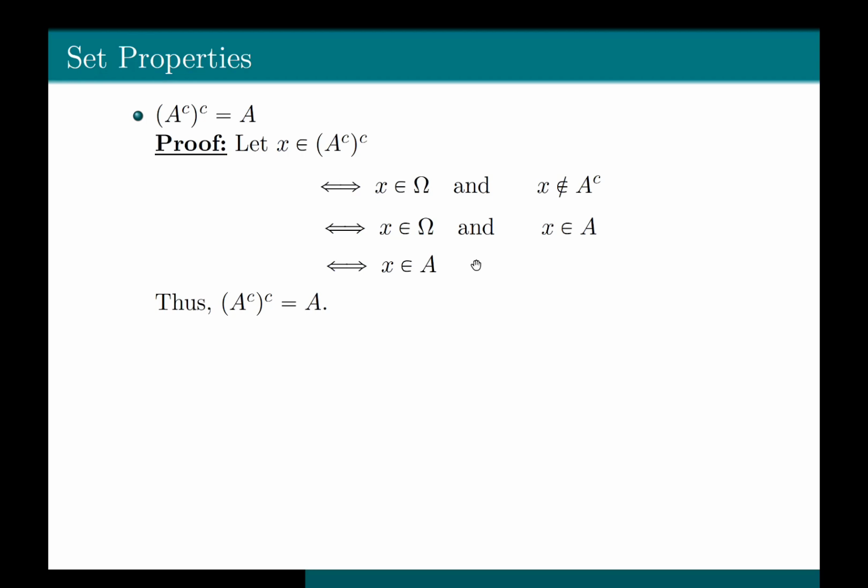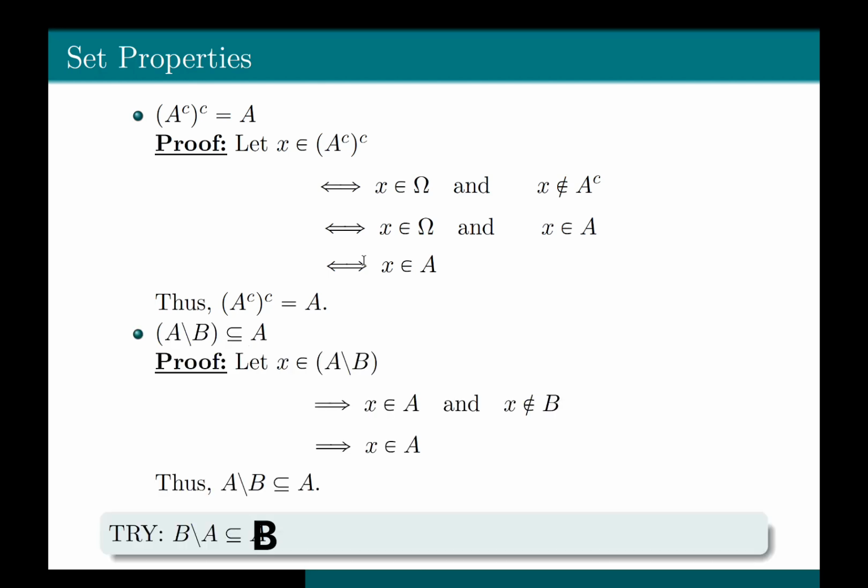So now we have the if and only if condition. So we don't have to prove both, like A complement is a subset of A and A is a subset of A complement, separately. And we have the proof of the property that the complement of a set is a set itself. Awesome. Next property: the difference between two sets A and B is a subset of A.